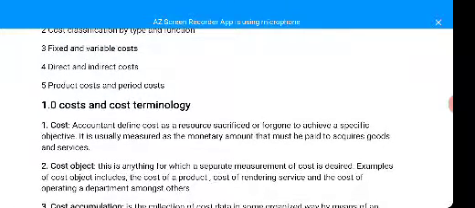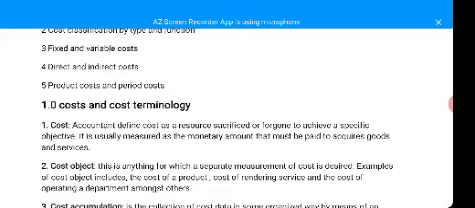Another thing we look at is direct and indirect costs. What is direct cost and what is indirect cost? You want to understand the difference between direct and indirect cost. Then lastly, we look at the product cost and the period cost. Now let's go to subtopic one, cost and cost terminology.